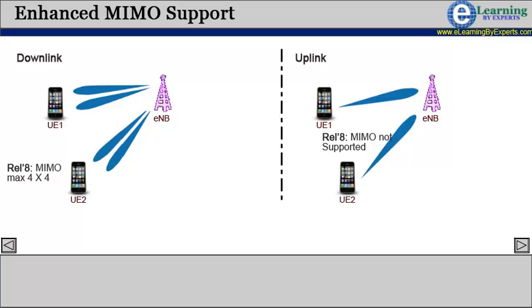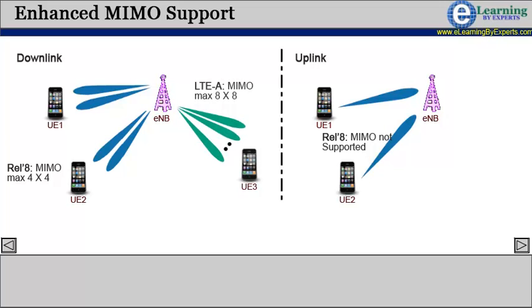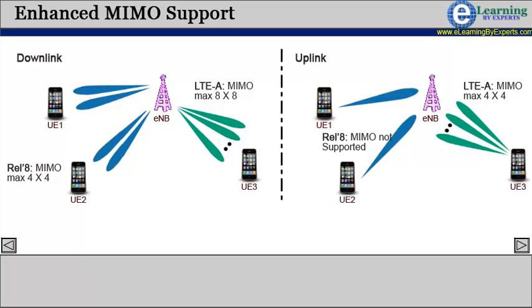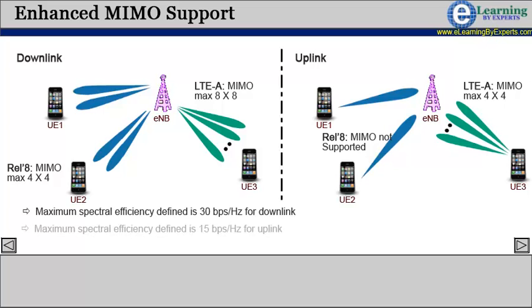LTE-Advanced extends the MIMO capabilities of LTE Rel 8 to now supporting 8x8 MIMO in downlink and 4x4 MIMO in uplink. In LTE-Advanced uplink direction, the same principles as defined in LTE Rel 8 downlink apply, whereas in LTE-Advanced downlink direction the existing LTE Rel 8 scheme is extended. The maximum spectral efficiency is defined as 30 bps/Hz in the downlink with the use of 8x8 MIMO spatial multiplexing and 15 bps/Hz in the uplink with the use of 4x4 MIMO spatial multiplexing.